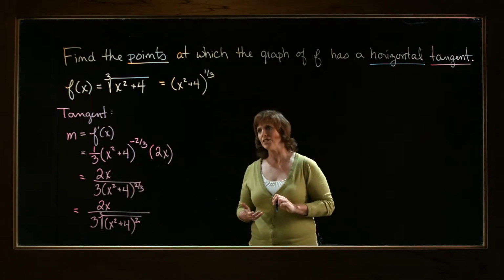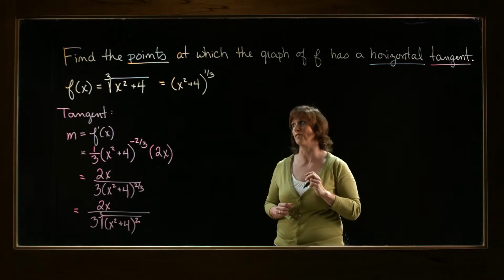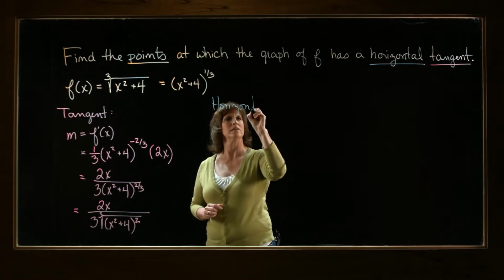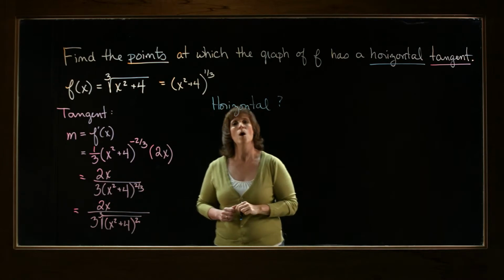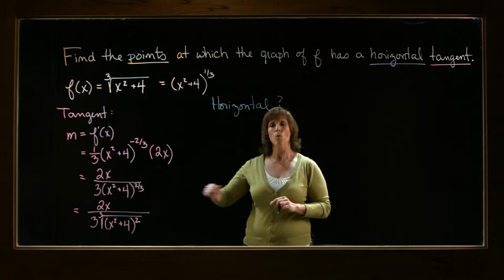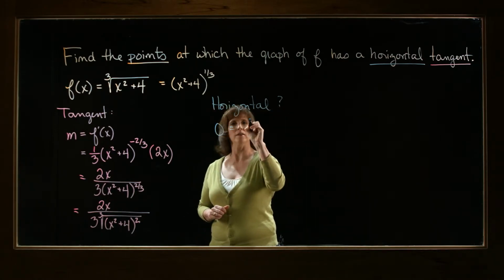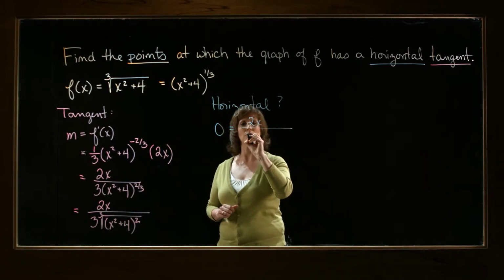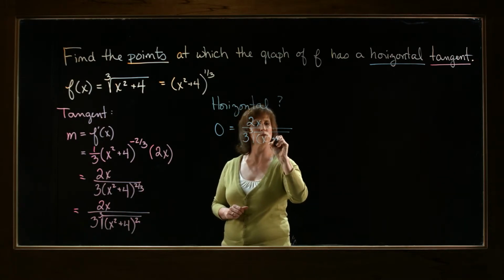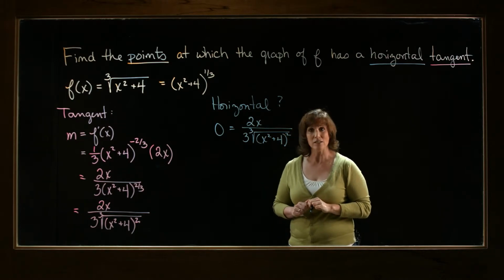Well, I don't want the tangent of any line. I want to know when those tangent lines are horizontal. So when are they horizontal? Well, we know that the slope of a horizontal line is 0. So what I'm asking is, when is the derivative equal to 0? So we'll set our derivative, 2x all over 3 times the cubed root of x squared plus 4, quantity squared, equal to 0. And now we need to solve for x.